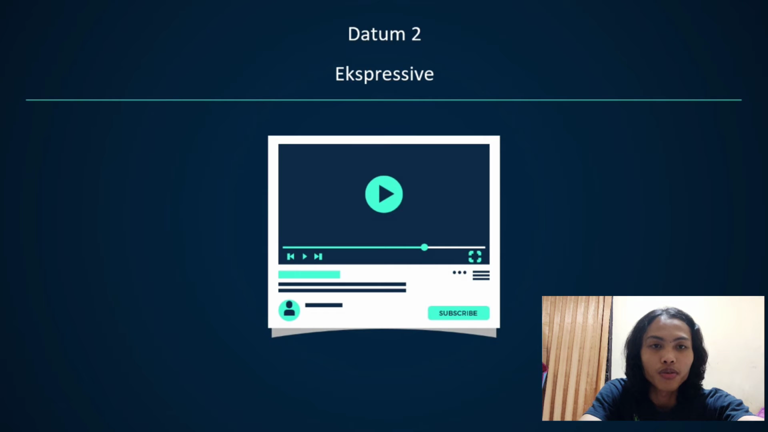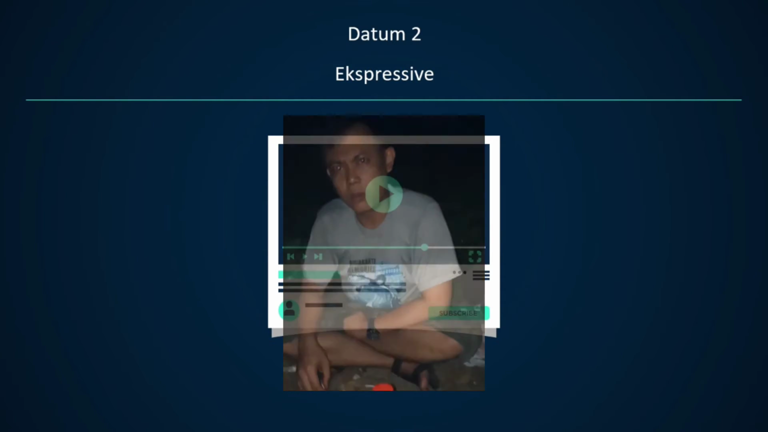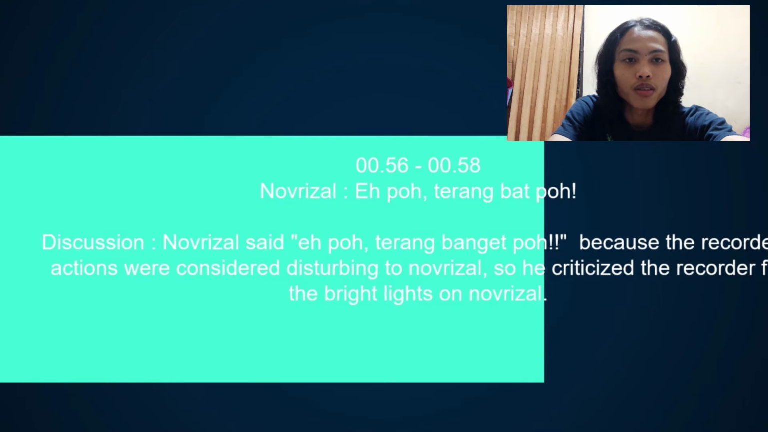Number two, expressive. The type of expressive is criticism. Criticism in this speech act means commenting on the judgment of a word. It can be seen in the following data. "Masuk tadi terang banget." This context happened in front of the workplace when the speaker was evaluating the action taken by the recorder. Discussion. The speaker said, "Terang banget, po," because the recorder's action was considered disturbing to the speaker. So he criticized the recorder for the bright lights.